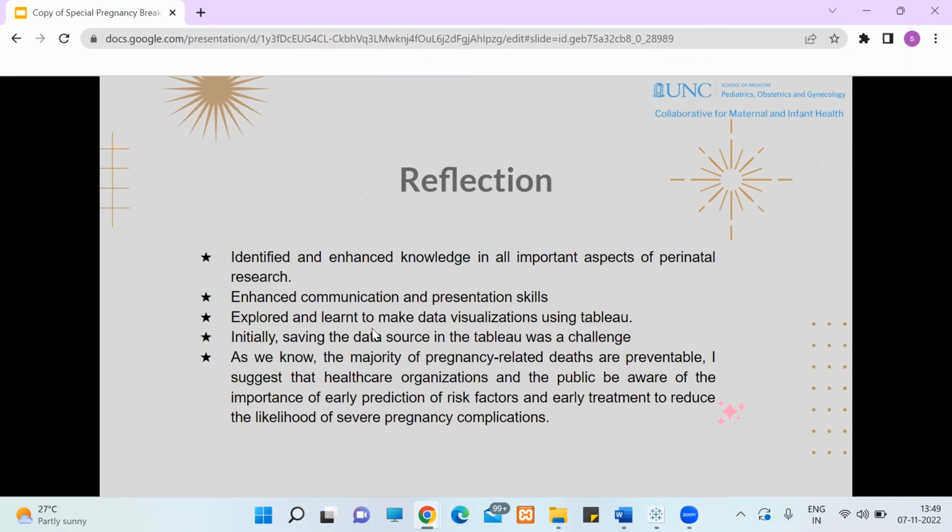Some takeaways for the future of perinatal research: since 80% of pregnancy deaths are preventable, I suggest that healthcare organizations and the public be aware of the importance of early prediction of risk factors and early treatment to reduce the likelihood of severe pregnancy complications. This was my main intention for creating those dashboards. So this is it for my internship deliverable.